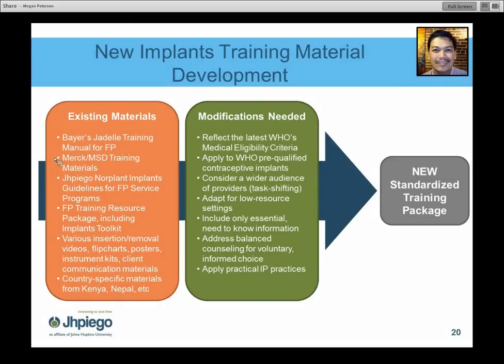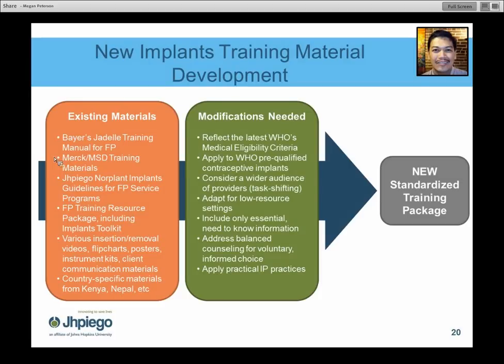We consider a wider audience, not only OBGYNs or specialists, but also taking a look at mid-level providers who are going to be at the front line doing this service. We are also looking at adapting it for low resource settings because that's where most of the services are happening, at least in the countries where we are working.